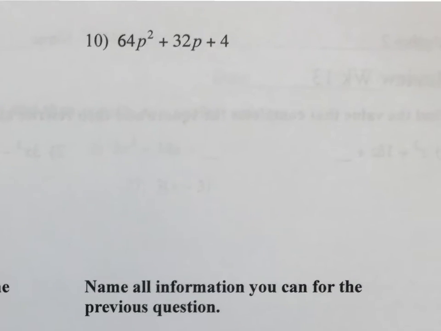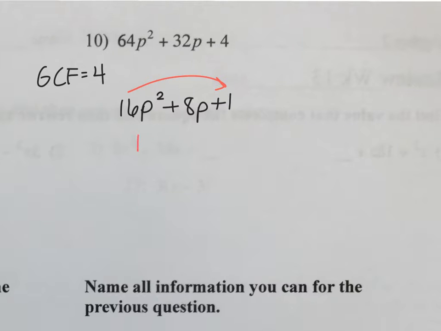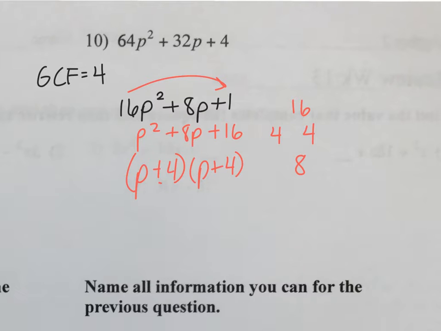All right, in question 10 here, again, we need to start with a GCF. Notice that you should always start with that if that's possible. So my GCF is going to be 4, which is going to give me the problem 16p squared plus 8p plus 1. Now I'm ready to move this to the end, p squared plus 8p plus 16. So two numbers that multiply to 16 and add to give me 8. Those are 4 and 4. So p plus 4, p plus 4. And then I've got to bring that 16 back.